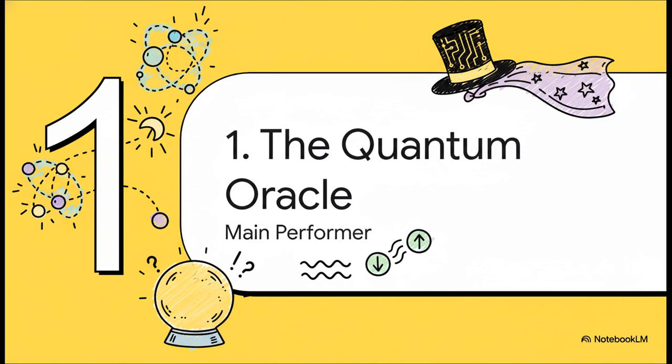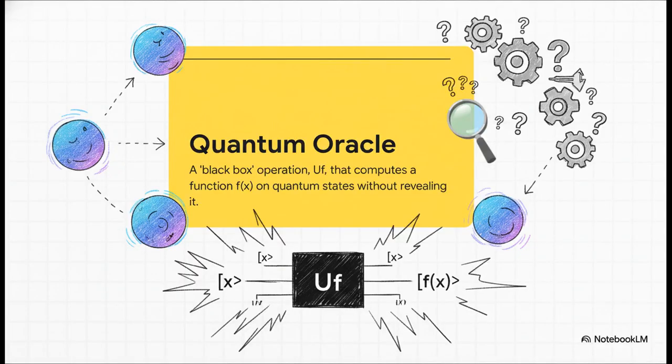To get our heads around this trick, we first need to meet the star of the show, the quantum oracle. Just think of an oracle as a specialized black box. You give it an input, we'll call it x, and it computes some function, f of x. The key thing here is we don't need to know how it does it. We don't get to peek inside the box. We just trust that it works. It's a really fundamental tool in quantum computing.